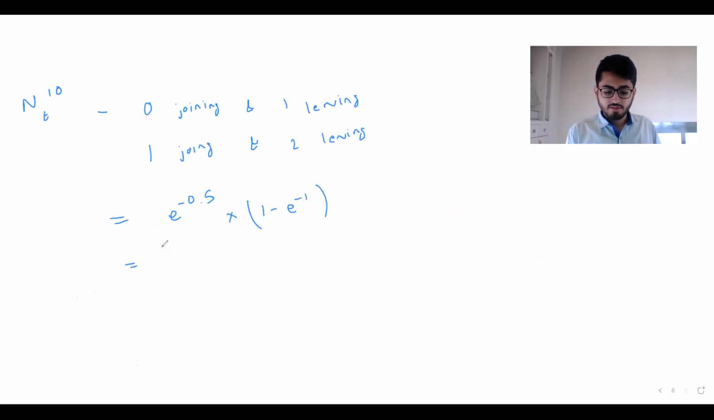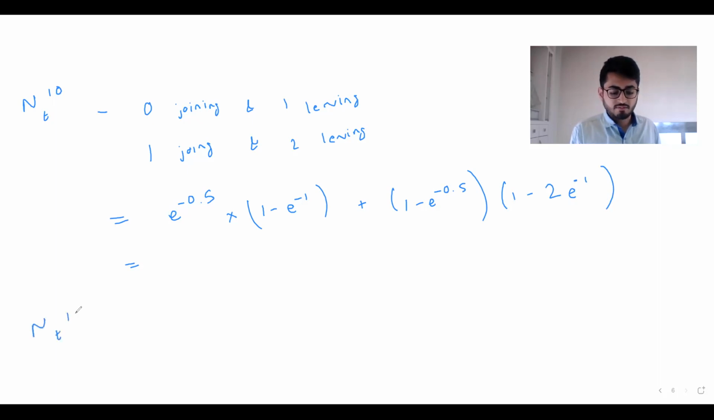And from here I will get the particular answer. Sorry, this is 0 joining and 1 leaving, then 1 joining. Given that there is already 1 over here, the probability of another one joining is 1 minus e to the power minus 0.5. This is basically probability A equal to 1 given nt is equal to 1. And then I multiply with this 2 leaving, which is 1 minus 2 e to the power minus 1. And from here I'll get the answer.